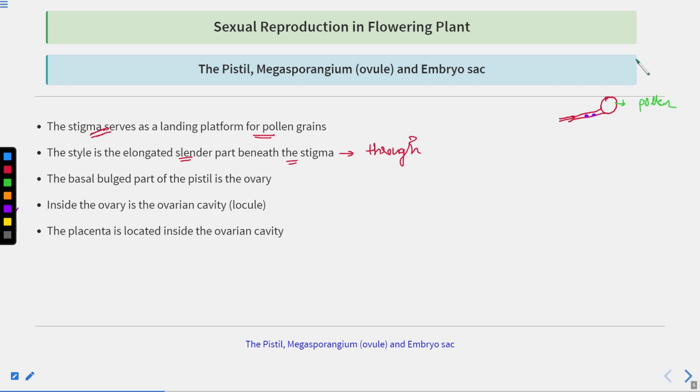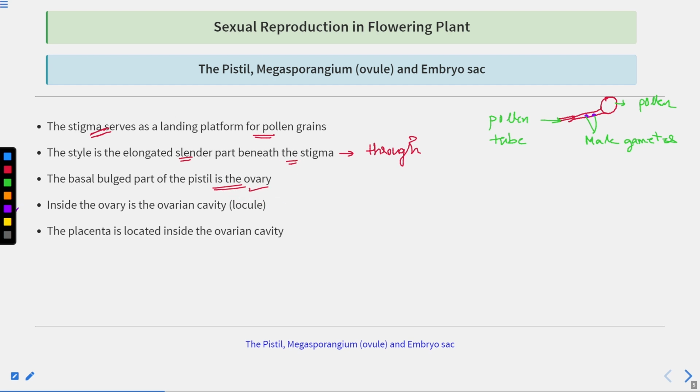This is the pollen. This is the pollen tube. Then what is this? This is the nucleus, the male gametes. These are the male gametes. Two male gametes are produced. Clear? Now the basal bulged part of the pistil is known as the ovary.